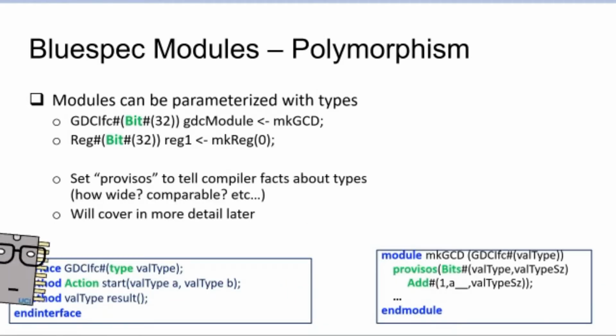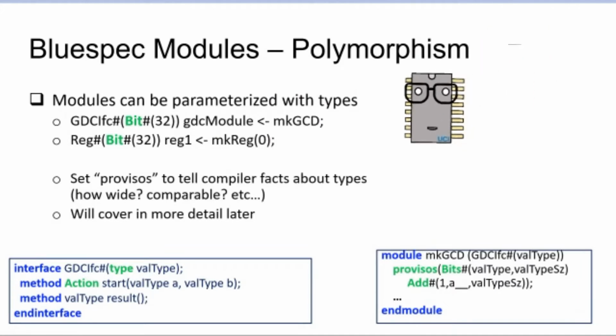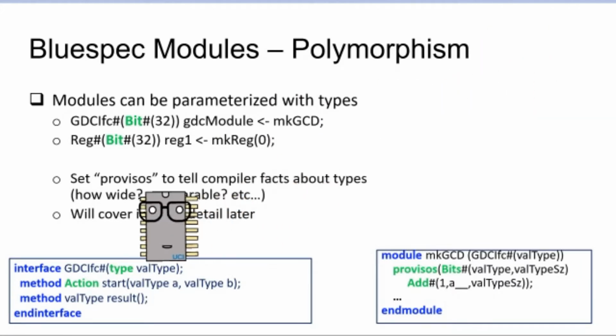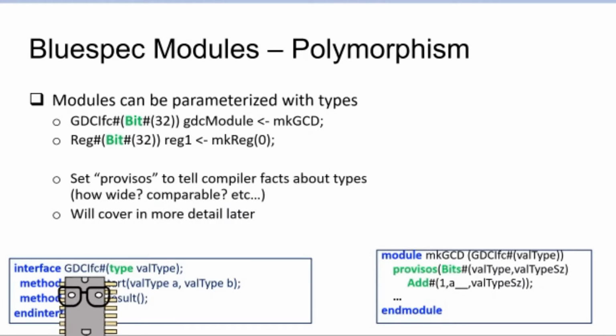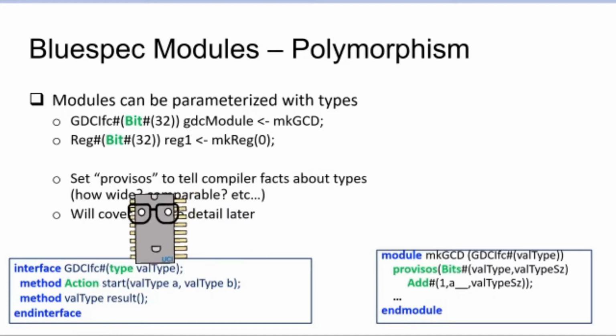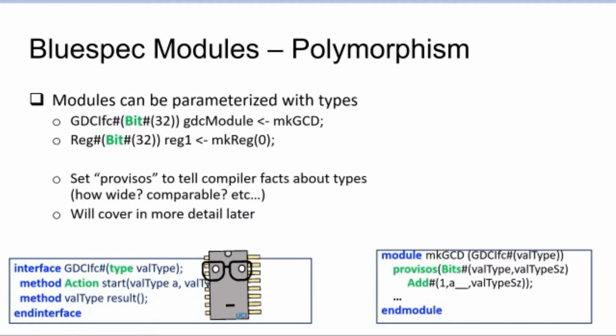BlueSpec modules also support polymorphism, which means modules can be parameterized with types. For example, before when I showed GCD-IFC, there was a semicolon here and that was it. But it can also be parameterized with a type or a numeric value. So in this example, instead of building a GCD implementation for a 32-bit bit type, maybe I can define a GCD-IFC to take whichever type that the user wants. The user can give it 64 bits, or 23 bits, whichever.